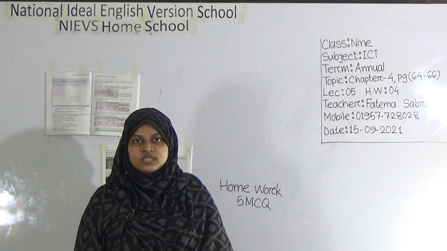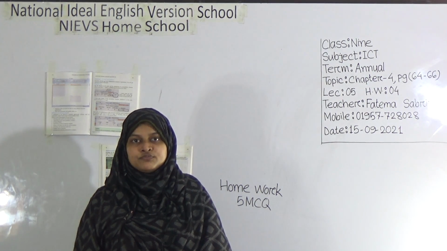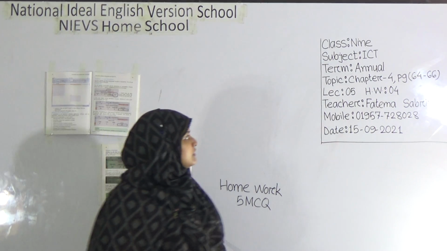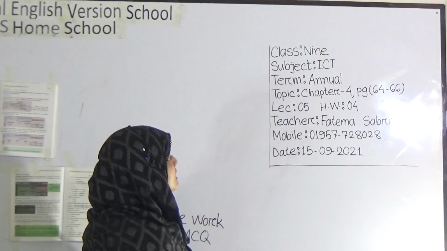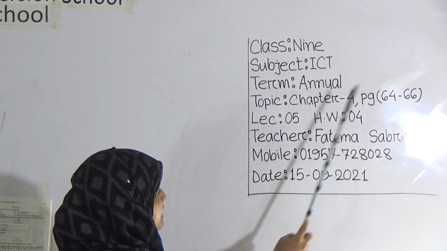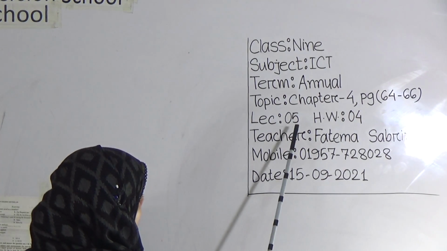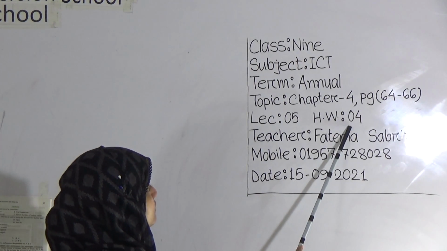Today I am going to take an ICT class for the students of class 9 on the topic chapter 4, page 64 to 66. I am repeating, today our topic is chapter 4, page 64 to 66. Students, this is lecture number 5 and homework number is 4.